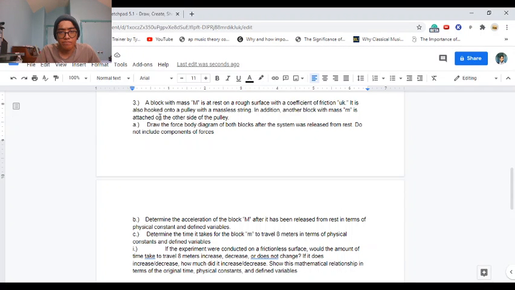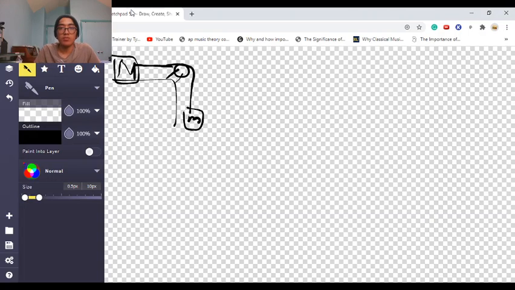So question A says draw a free body diagram of both blocks after the system was released from rest. Do not include components of force. Okay, so let's notate this right now. This is for mass capital M. Sorry, we didn't have the rough surface. Let me make that indication very noticeable. There you go, rough surface.